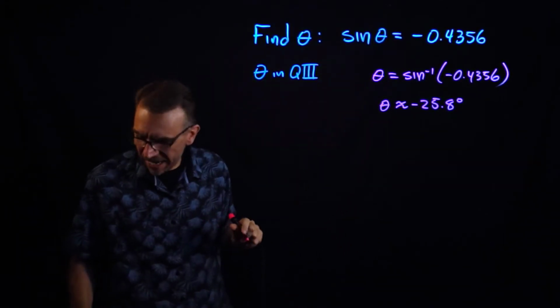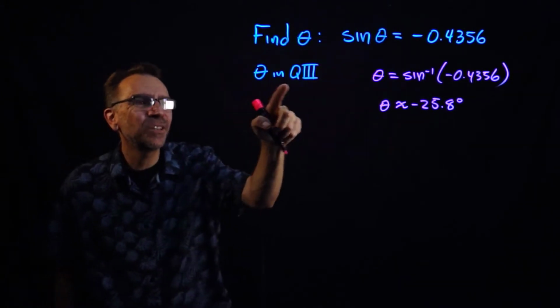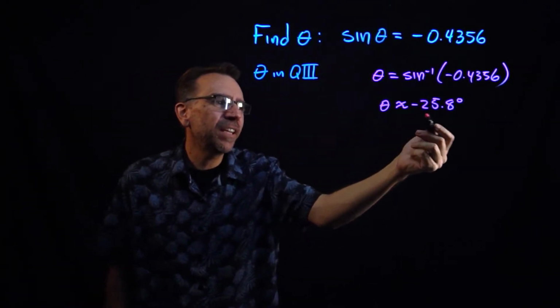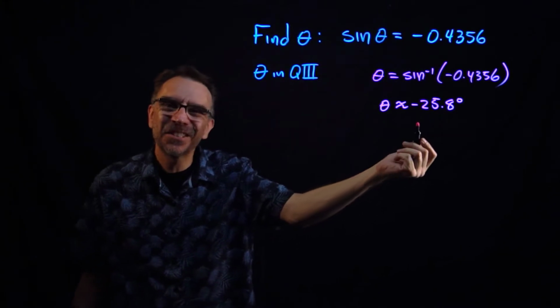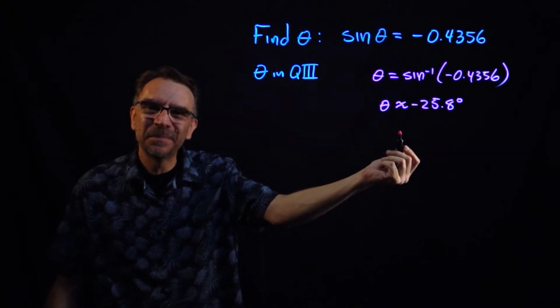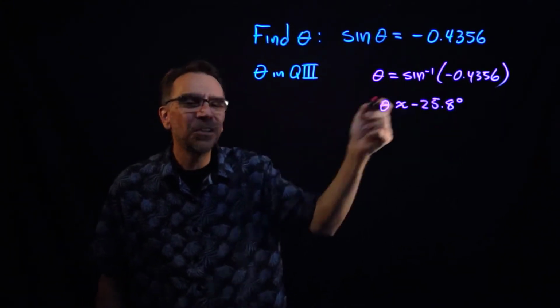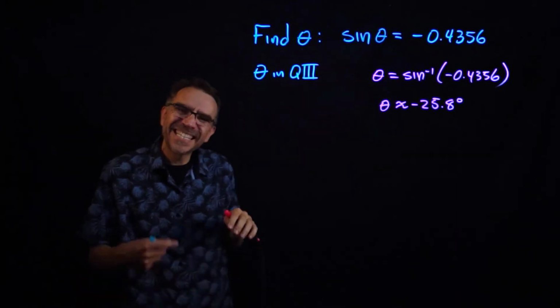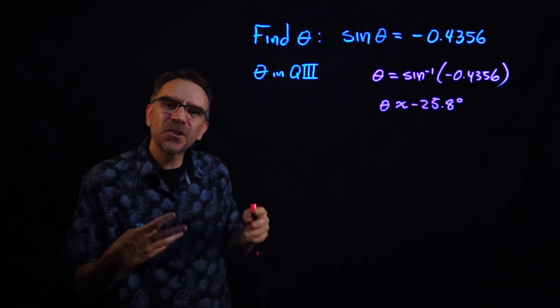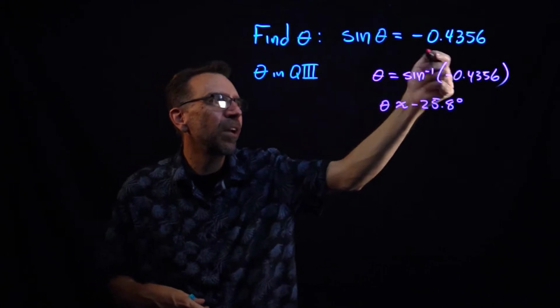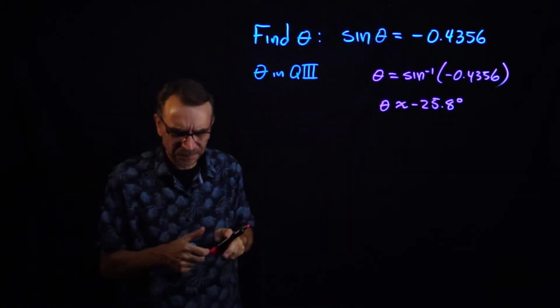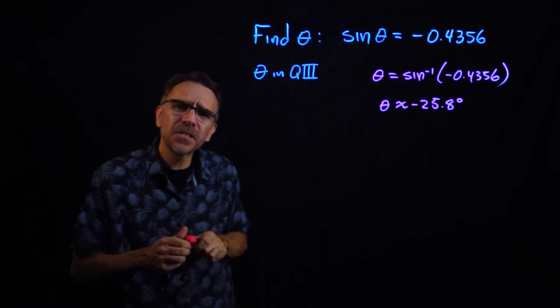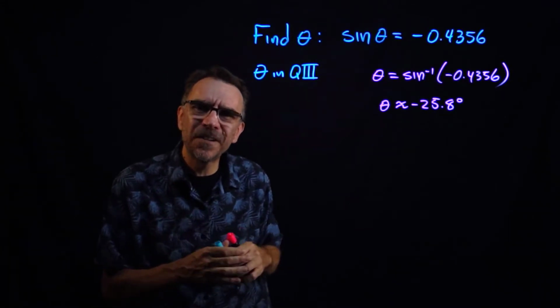But the problem here asks to find the angle in quadrant 3. And certainly an angle of negative 25 degrees doesn't terminate in quadrant 3. As you'll notice when you're doing these trig functions, simply taking sine inverse, cosine inverse, tangent inverse of whatever they give you doesn't always work. So I'm going to show you how to work through the reference angle theorem.